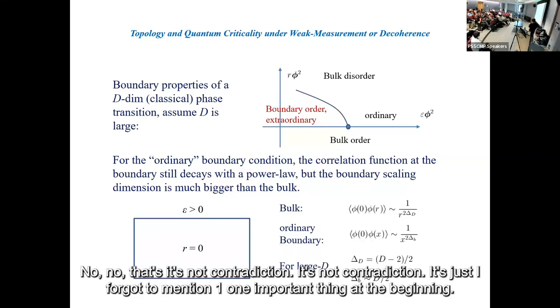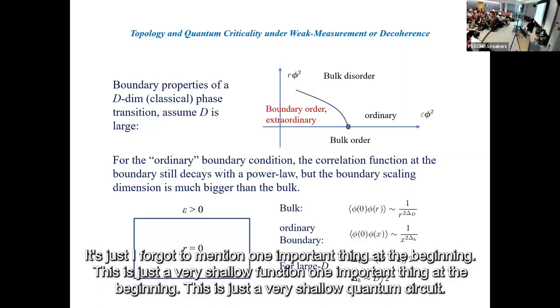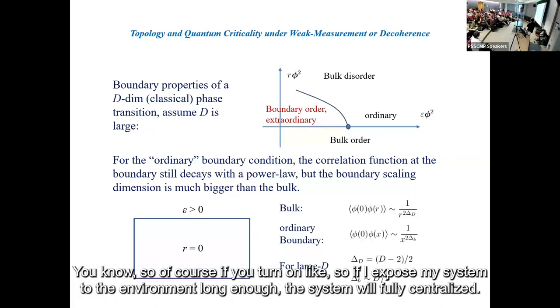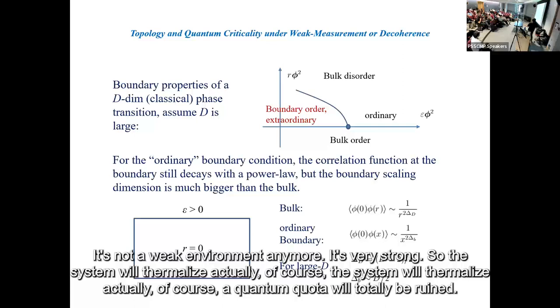It's just that I forgot to mention one important thing at the beginning. This is just a very shallow quantum circuit. It means that it's a very weak decoherence. Of course, if I expose my system to the environment long enough, the system will fully thermalize. It's not a weak measurement anymore. It's very strong decoherence, and of course the quantum critical point will totally be ruined. So here I'm talking about a weak decoherence.